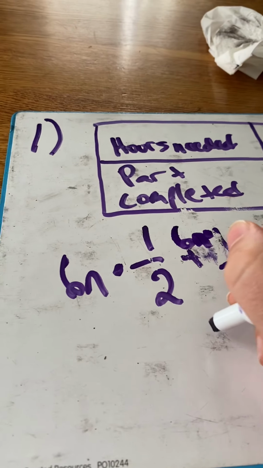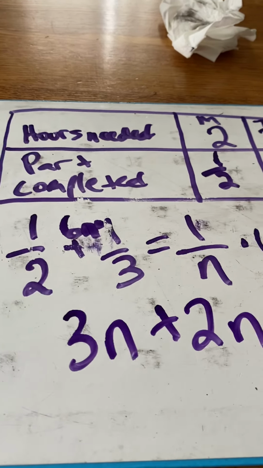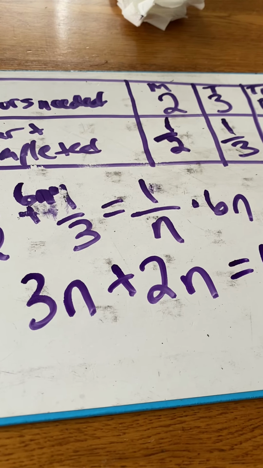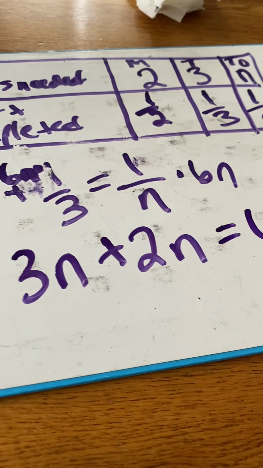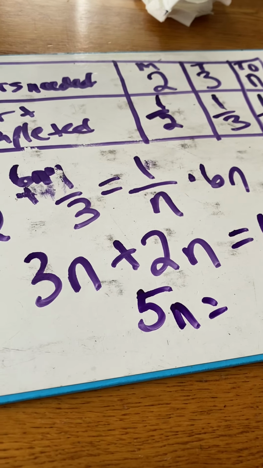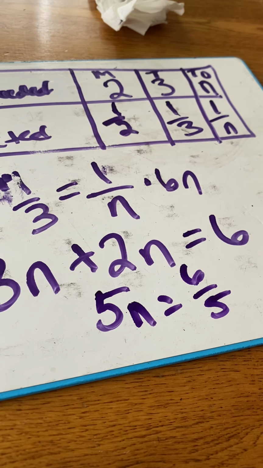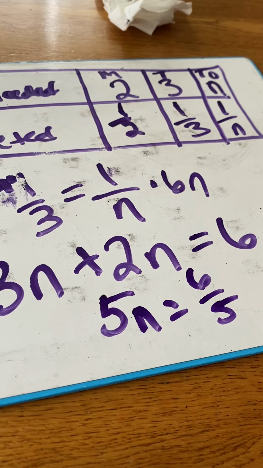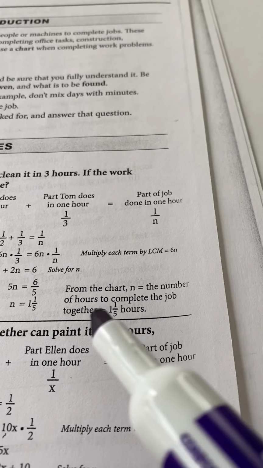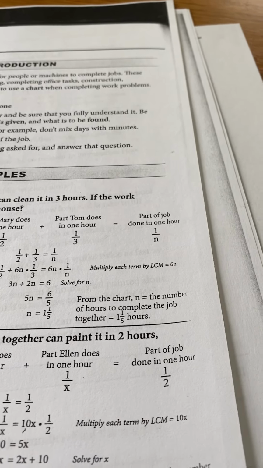So when you add all those together and do all that, you get 3N plus 2N equals 6. We're going to solve for N here. So 3 plus 2 gives us 5N, which equals 6 over 5. Okay. Now, what it says over here, From the chart, N equals the number of hours to complete the job. Together they would accomplish it in 1 hour, 1 1/5 hour.